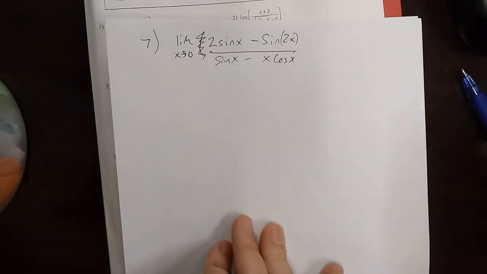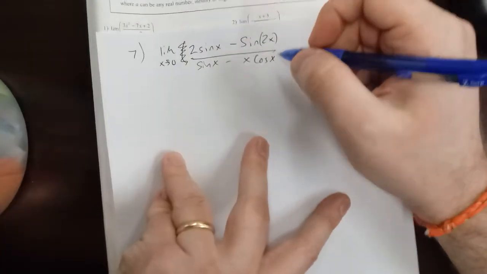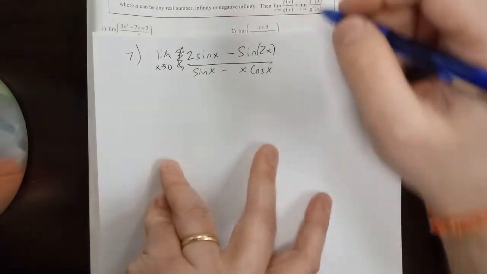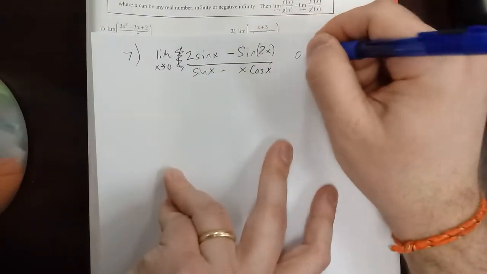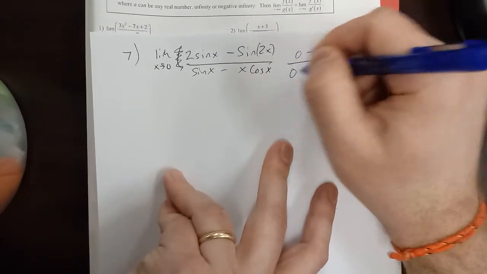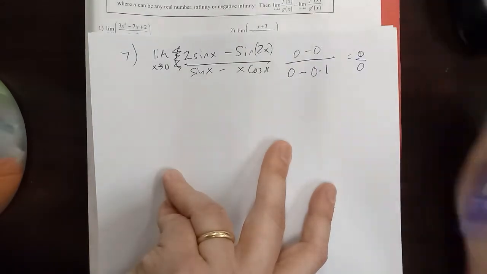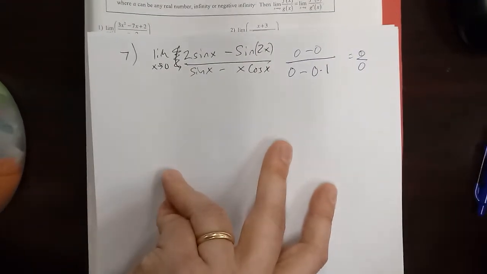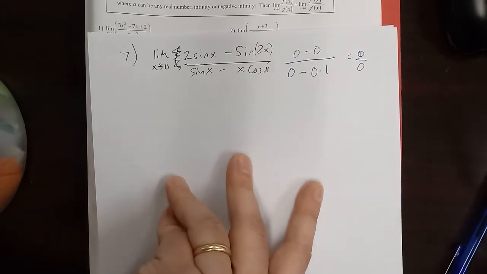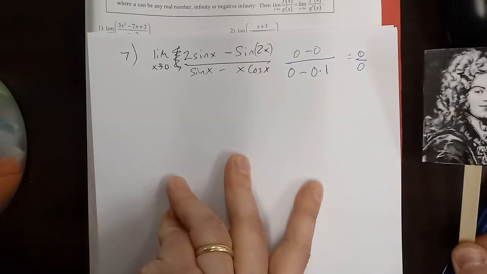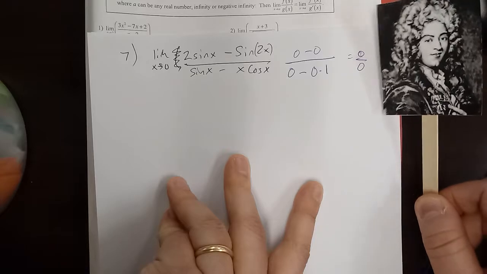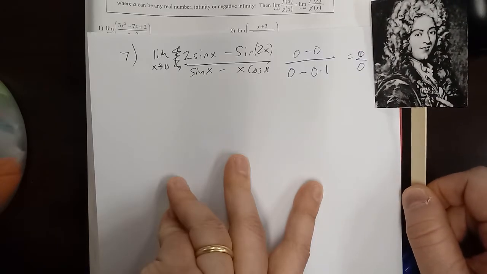All right, so let's see if we are allowed to use L'Hopital's rule here. So plug in 0 on the top, I get 0 minus 0. On the bottom, I get 0 minus 0 times 1. Did you say 0 over 0? Bonjour!